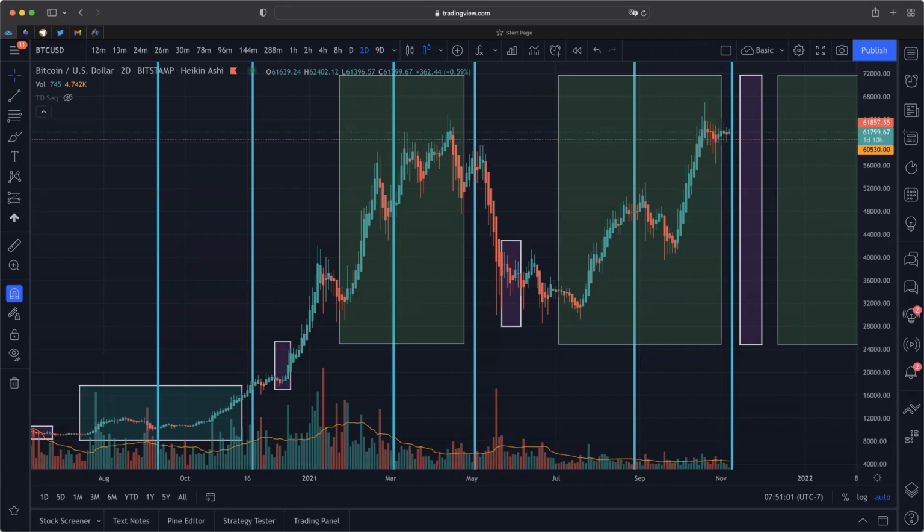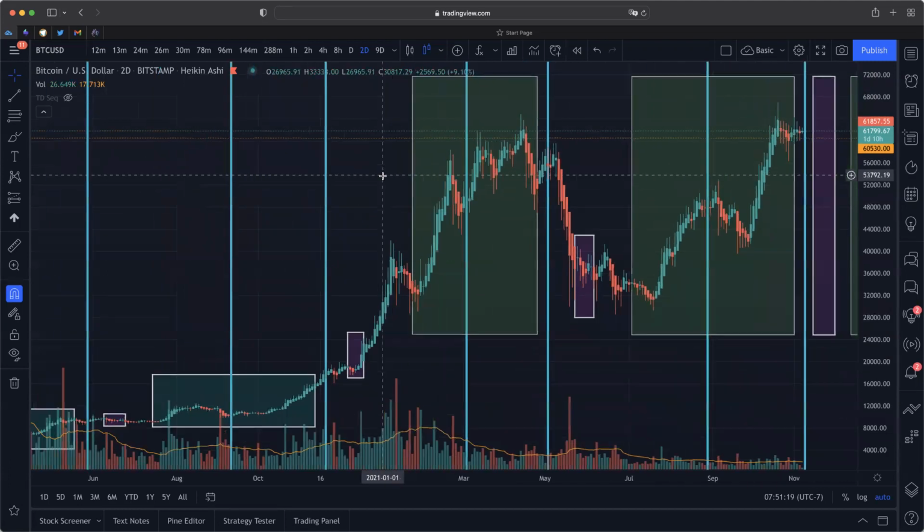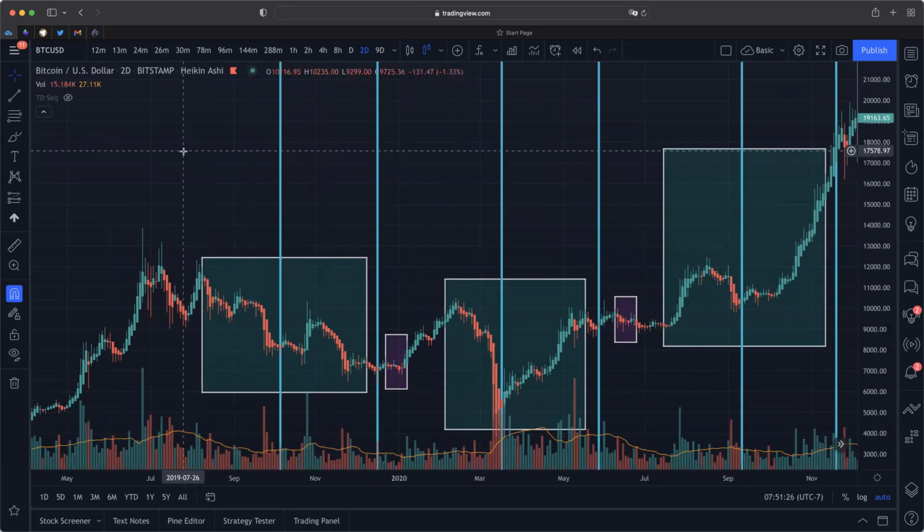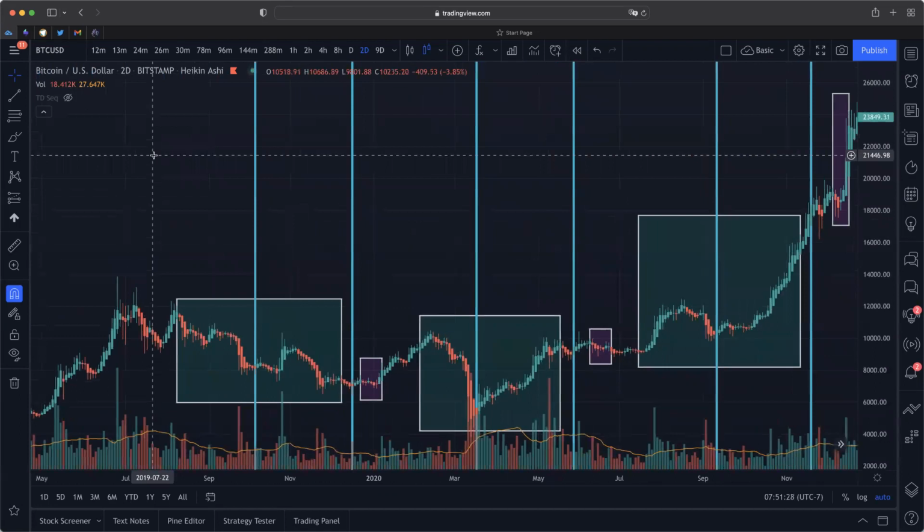But what's interesting about these green and yellow boxes, as well as the light blue lines, is how the patterns tend to identify themes. It's not really black and white, like buy here, sell here, but you scroll back in time, you can look at some of the themes here. I've done this manually for the last, I don't know, 2 years or so in Bitcoin.